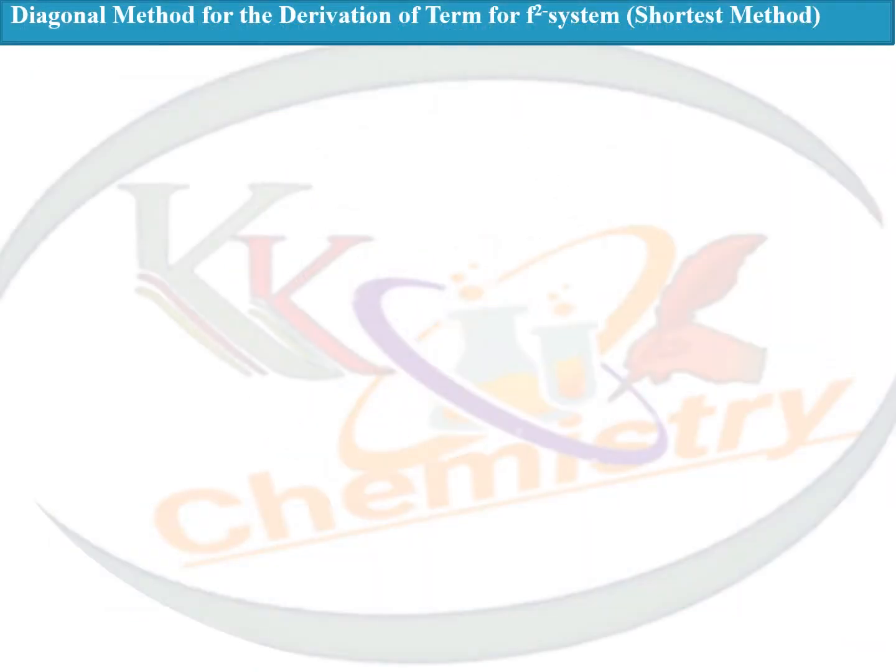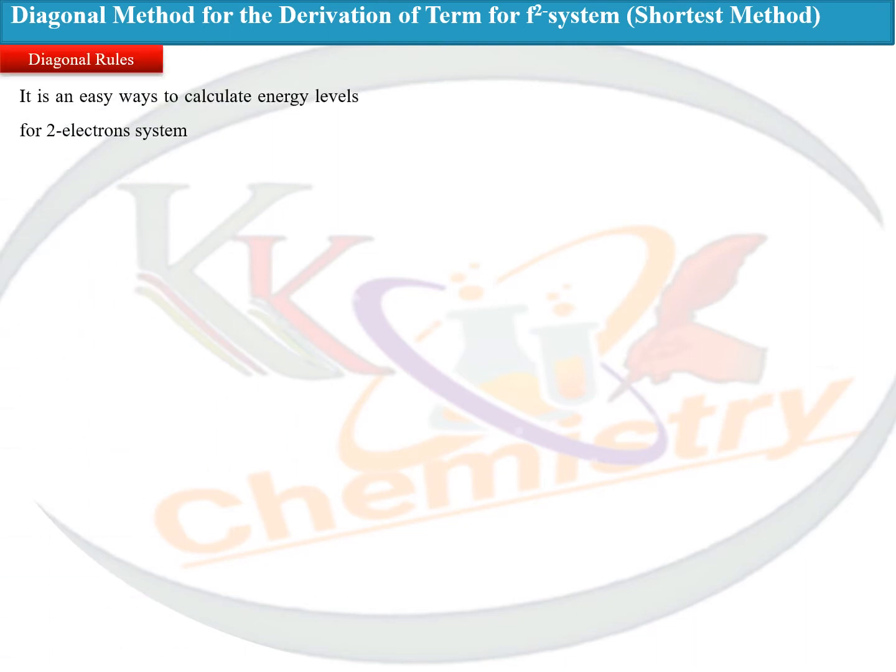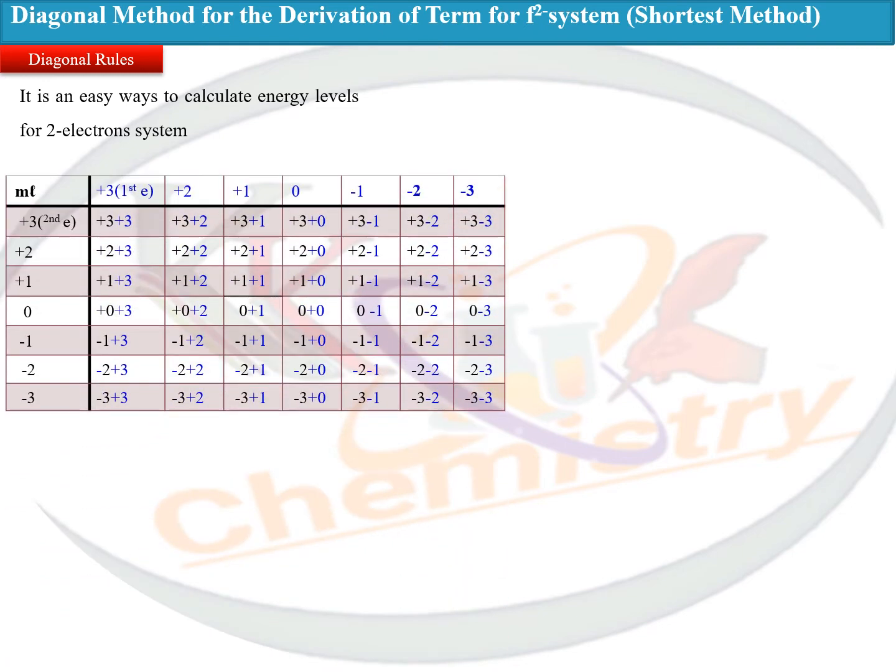Here we have the diagonal method for the p2 system. You know that such a method is used for those systems or electronic configurations having two electrons in their outermost subshell.